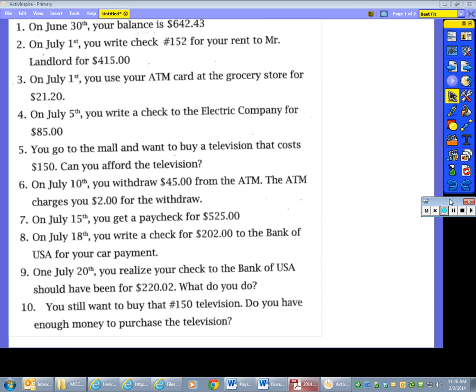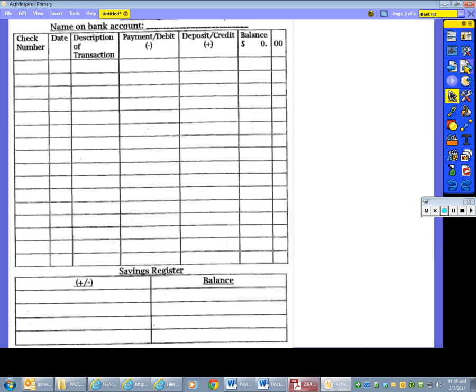So the whole point of this is we're preparing for this thing that we're doing at school, which is called Life 101, which is a whole bunch of real life stuff. And you need to know how to use a checkbook. So you're going to fill in this checkbook, and we have a savings register here too. And I'm going to show you how you do that.